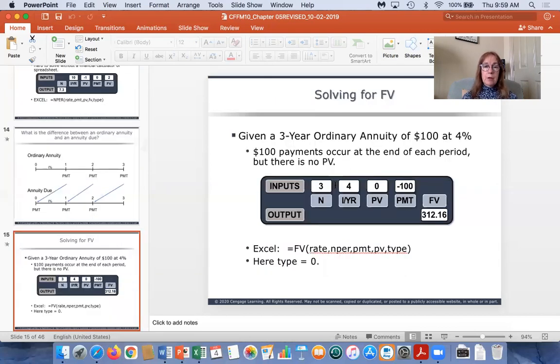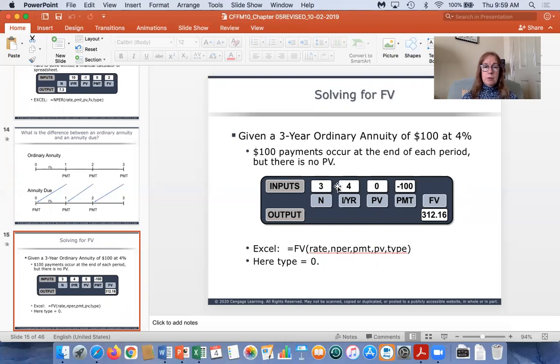For the annuities, I'm showing you how to use the financial calculator, but go back in the book and look at the formula so you understand what's going on, and that you're not just pressing buttons in a black box of the calculator and not really understanding what's happening. So what we're doing with an annuity here is calculating the future value of this annuity.